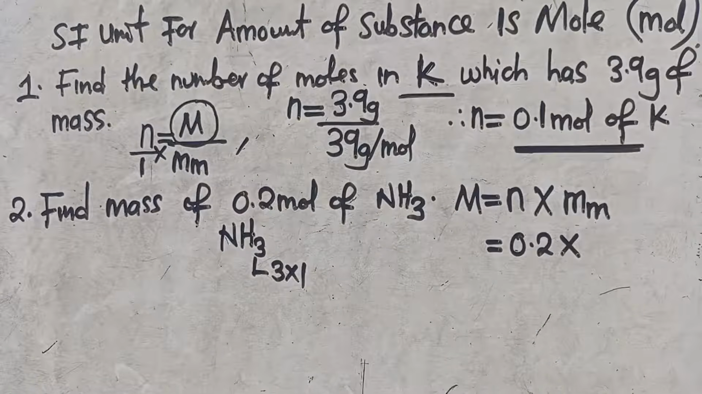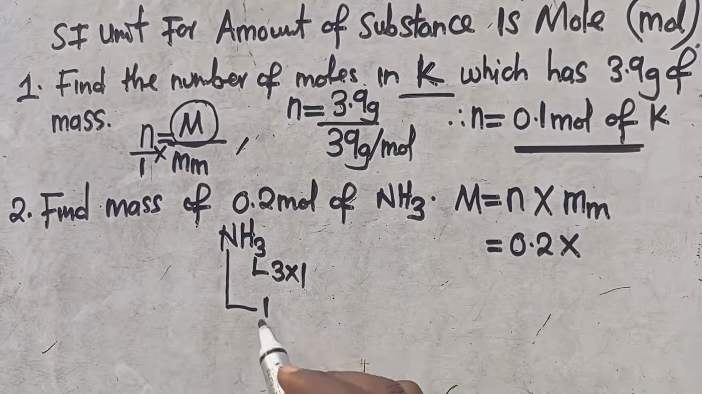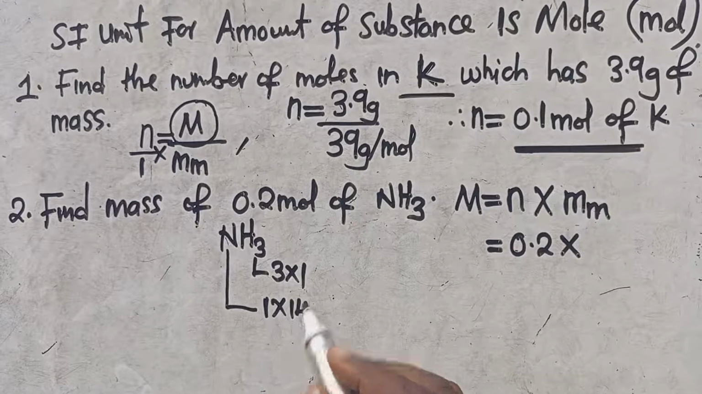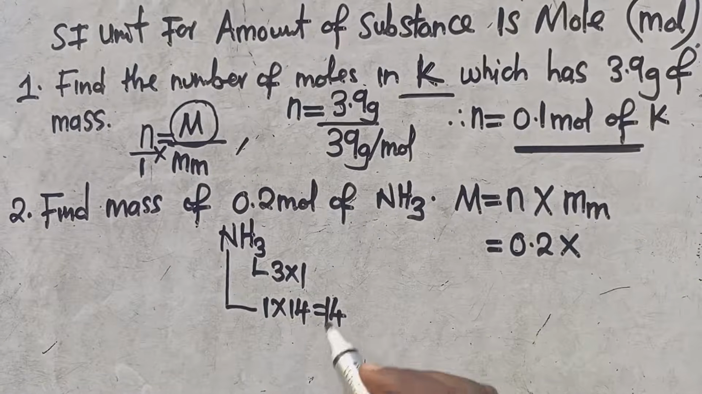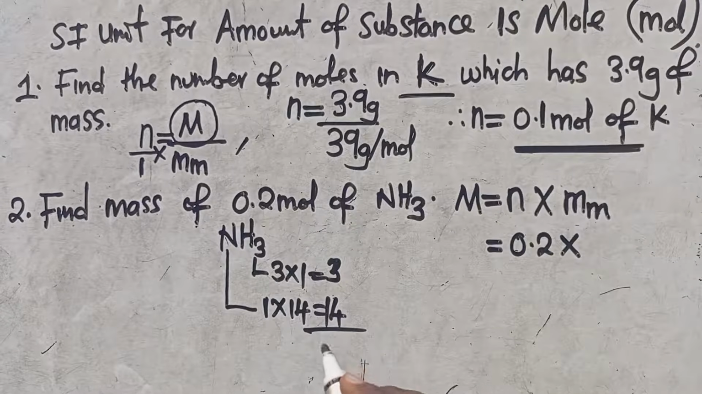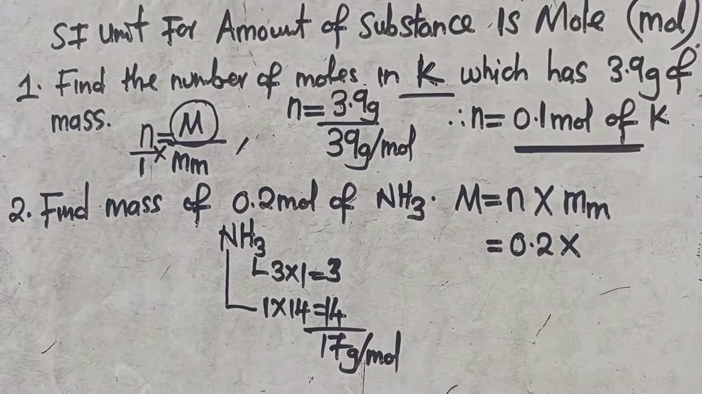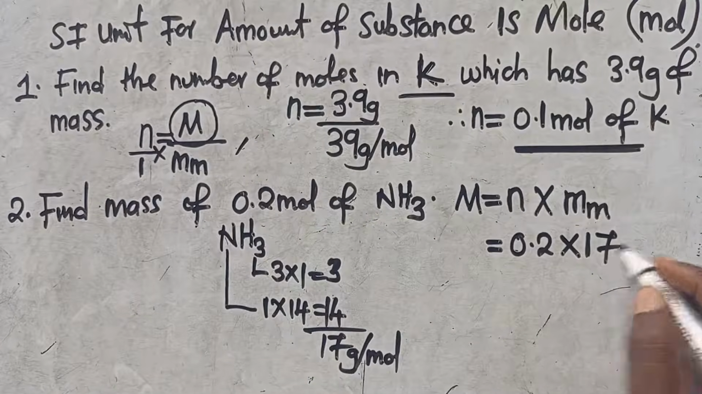This is what I'm doing. 1 times 14, the mass number. So this is 14 plus 3. When I add there, I'm getting 17. 17 grams per what? Per mole. So here I put 17.